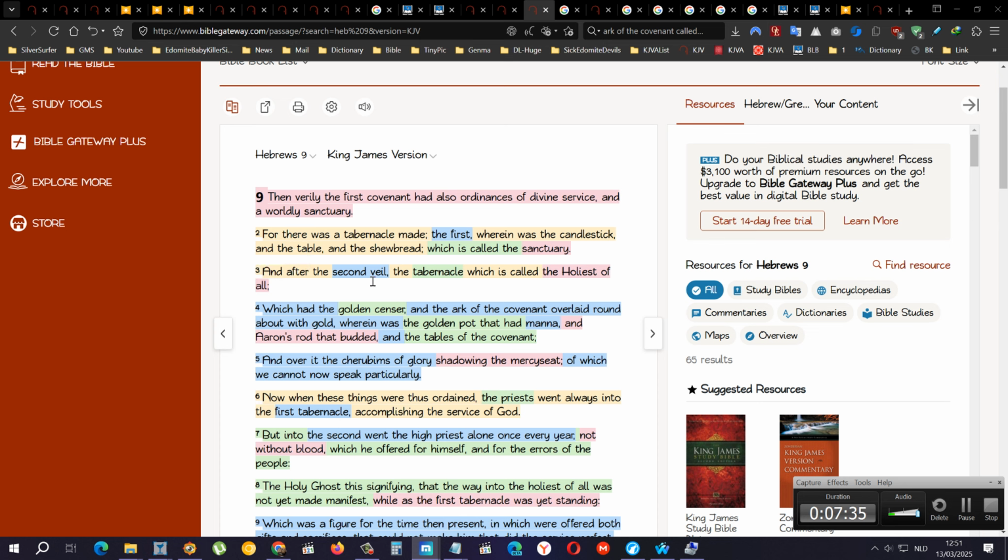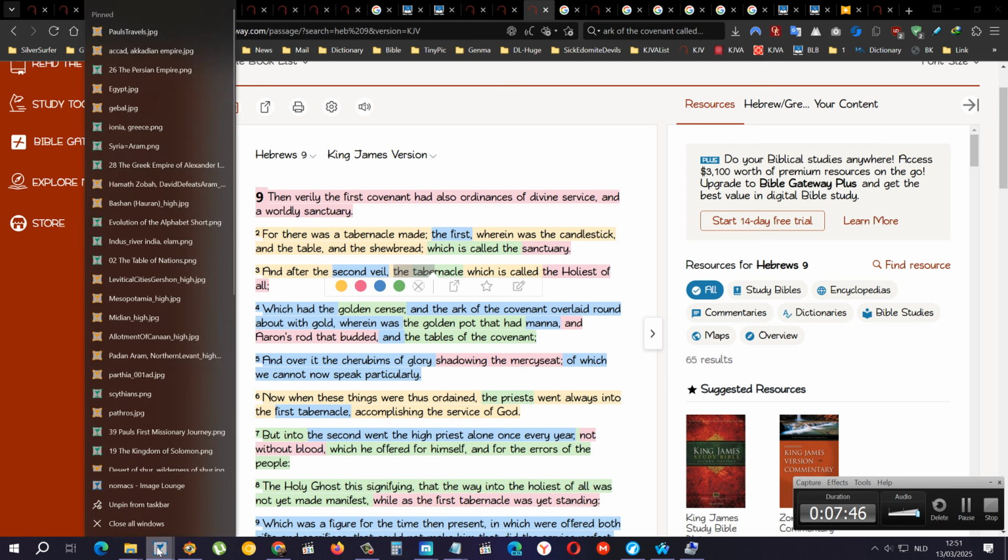So verse 3. And after the second veil, which is, let me see something. Tabernacle. Where did I put that one?